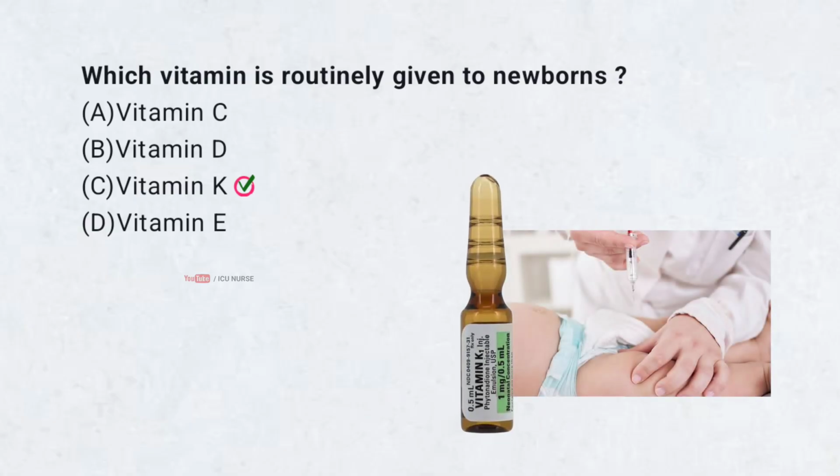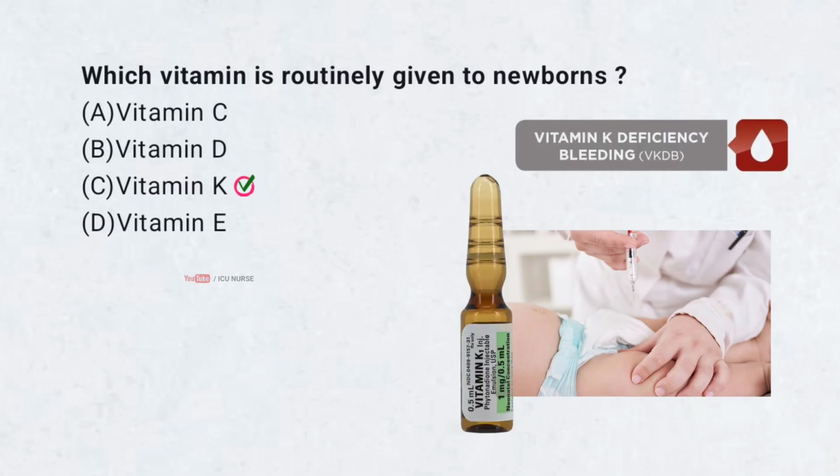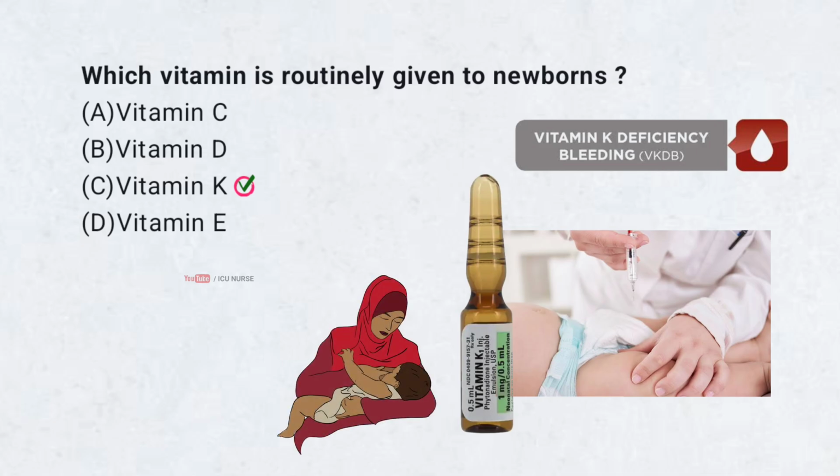Newborns receive vitamin K injection shortly after birth to prevent vitamin K deficiency bleeding, VKDB. Babies have very little vitamin K, which is essential for blood clotting. Even with breastfeeding, vitamin K levels remain insufficient. Without it, newborns can develop life-threatening bleeding in the brain or intestines.